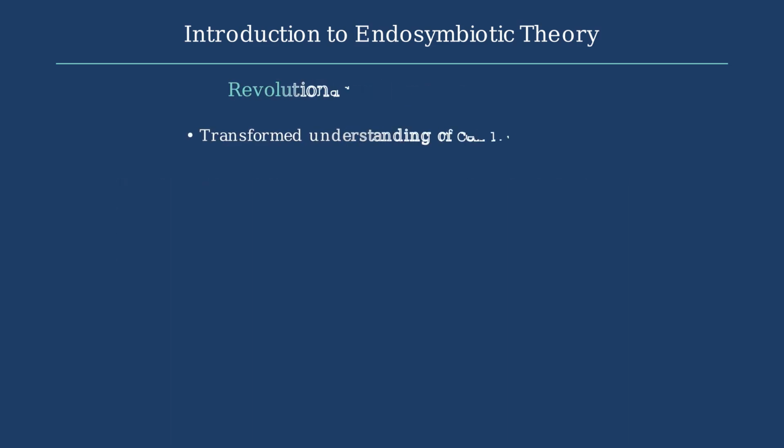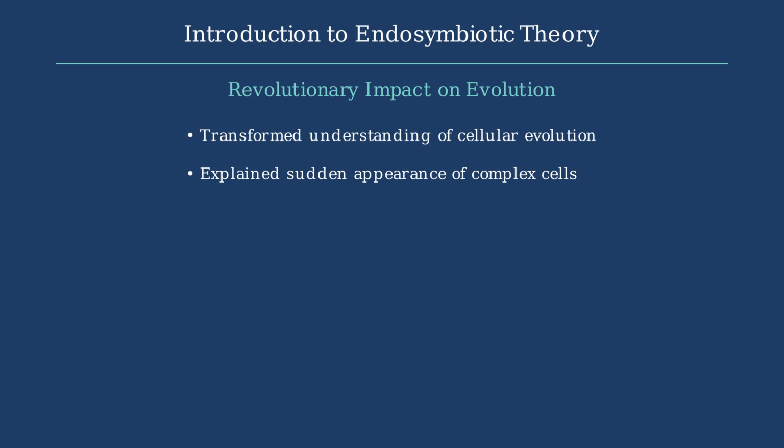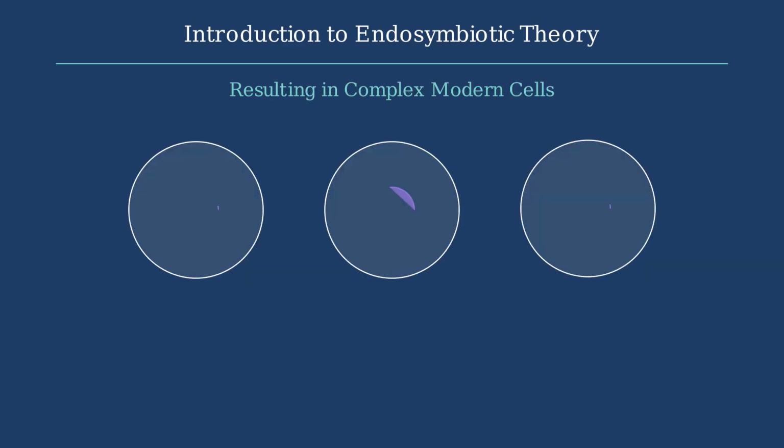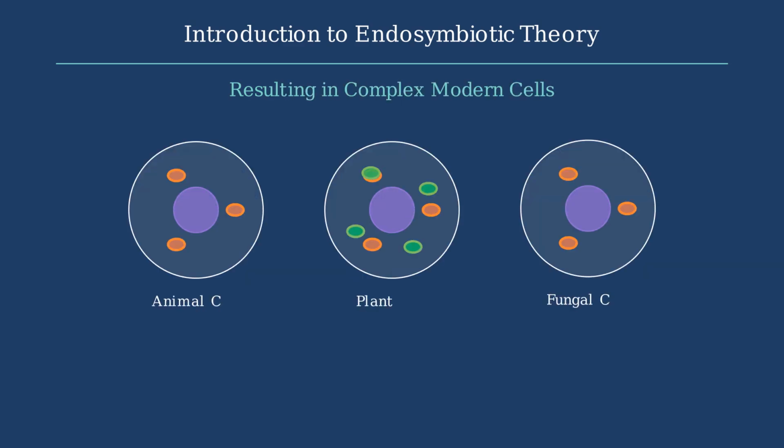The endosymbiotic theory revolutionized our understanding of cellular evolution. It explained the relatively sudden appearance of complex eukaryotic cells in the fossil record. It provided a mechanism for evolutionary leaps and is strongly supported by molecular and genetic evidence. This ancient endosymbiotic event led to the diverse and complex eukaryotic cells we see today in animals, plants, and fungi.